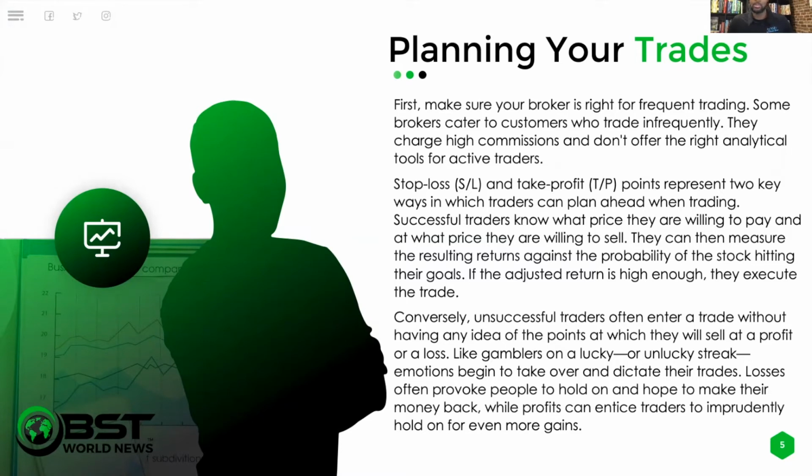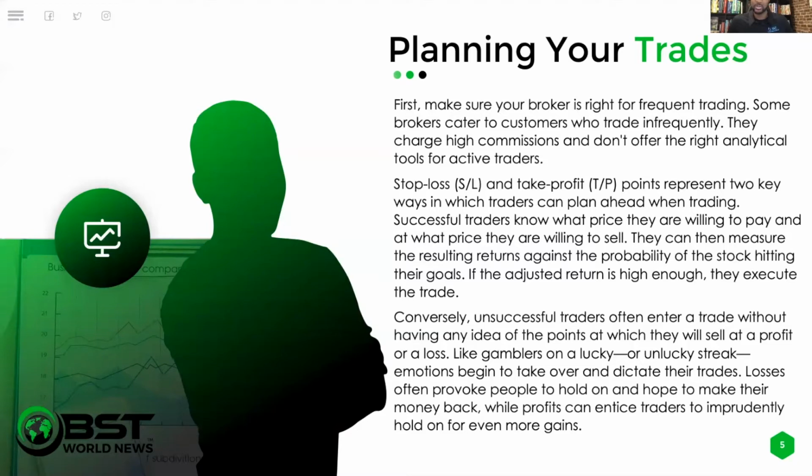Stop loss and take profit points represent two key ways in which traders can plan ahead when trading. Successful traders know what prices they're willing to pay and at what prices they're willing to sell. They can then measure the resulting returns against the probability of the stock hitting their goals. If the adjusted return is high enough, they execute the trade.